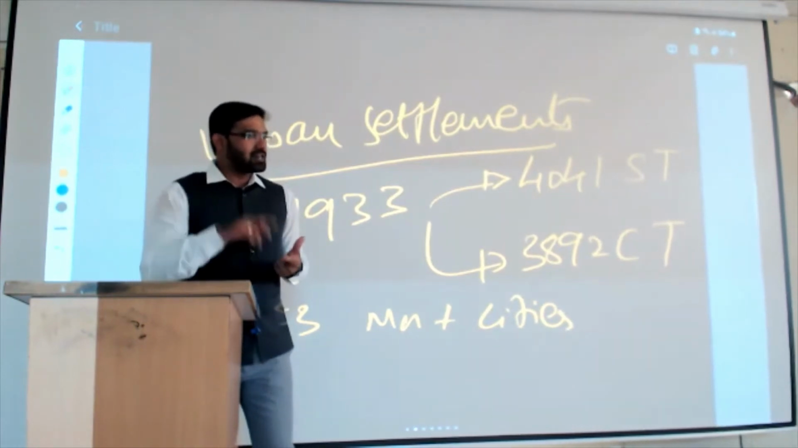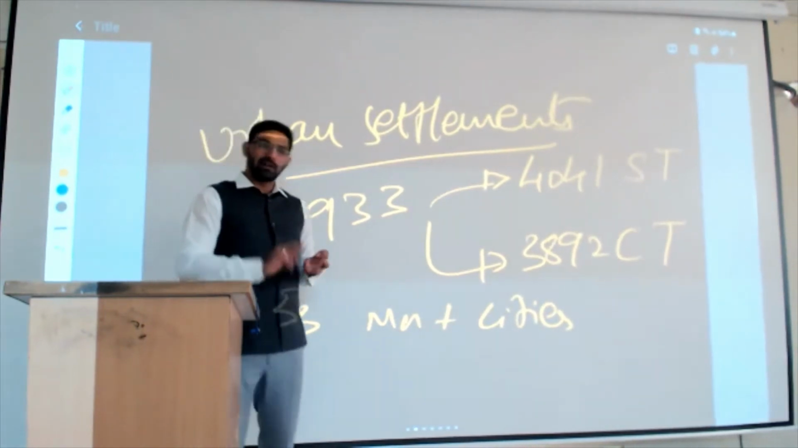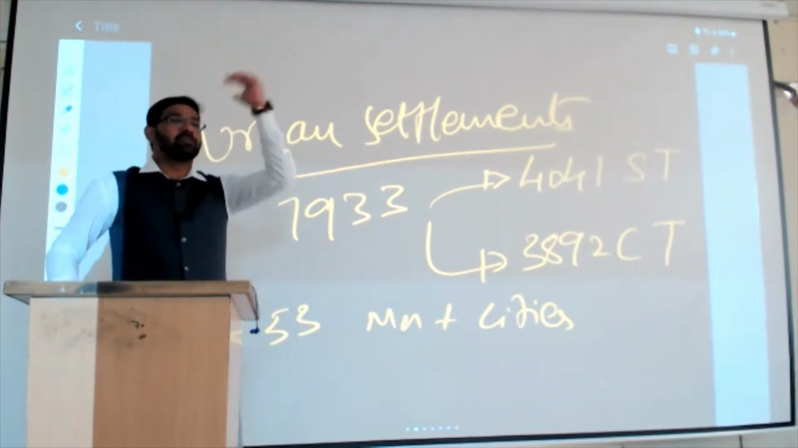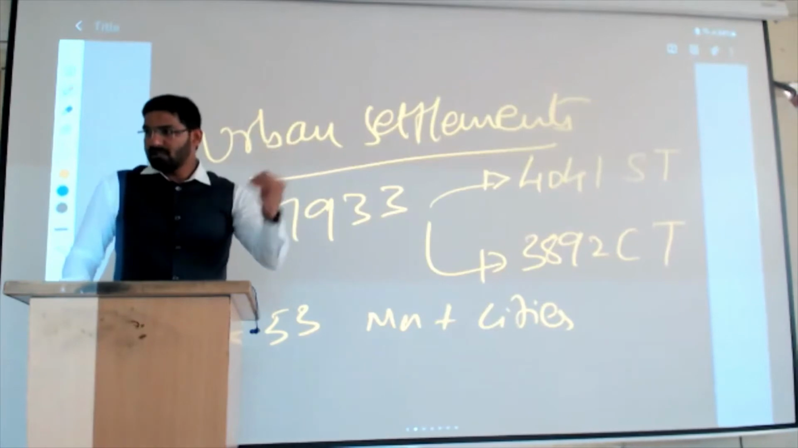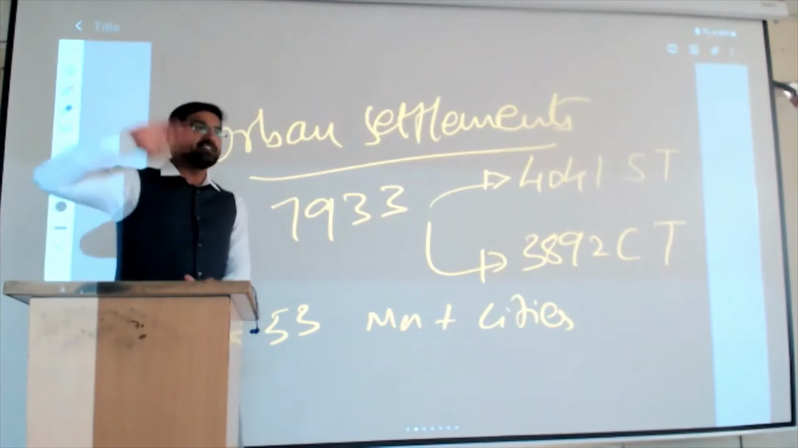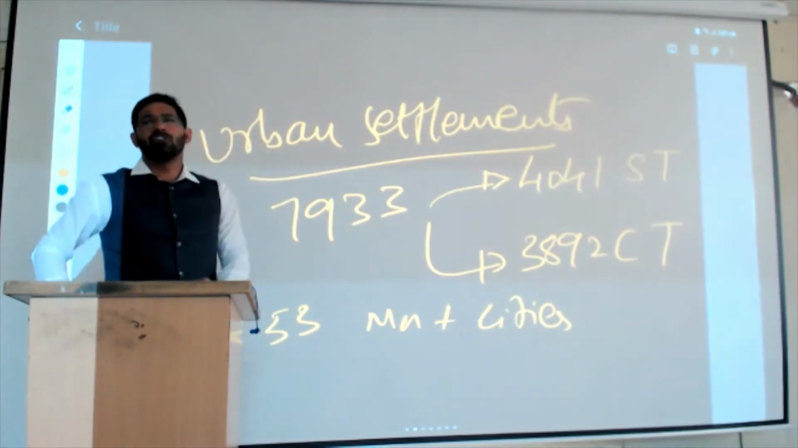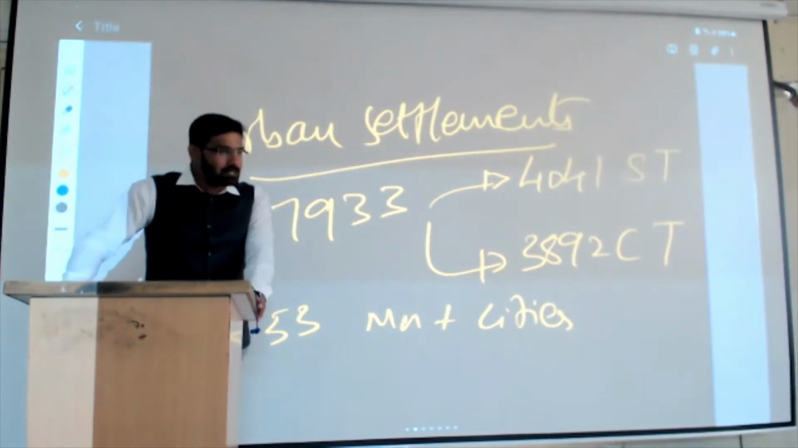For example, Maharashtra, Andhra Pradesh, Tamil Nadu, Karnataka, Kerala. These states have more than 31%. National average is 31.2%, but there are 7 to 8 states whose average is more than the national average. So urbanization is a phenomenon mostly predominating South India to some extent.